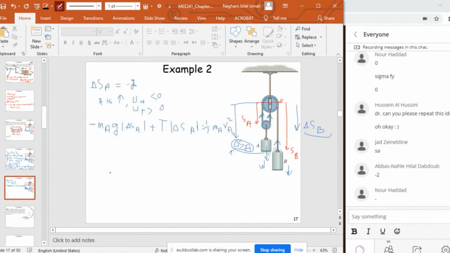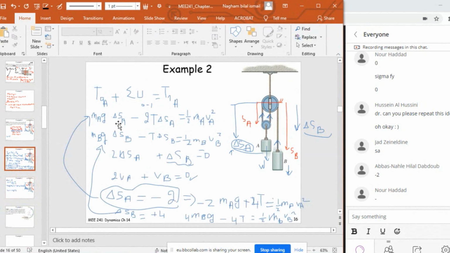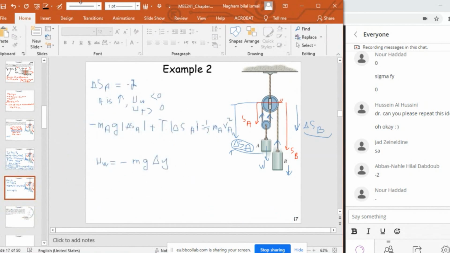The second question that the first section asked me, guys, was why I did not use the work of the weight as minus mg delta y. I used plus mg delta s. In fact, guys, this equation is in terms of delta y, and you have to know that delta y is always upward. It's in the same direction of y. While here delta SA is downward, then delta S is always equal to minus delta y.